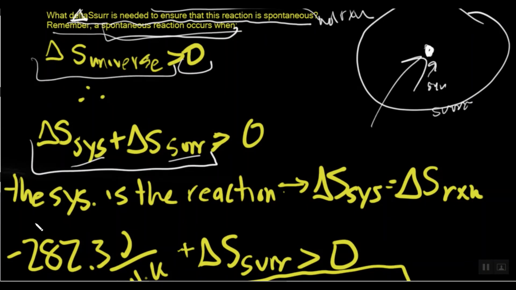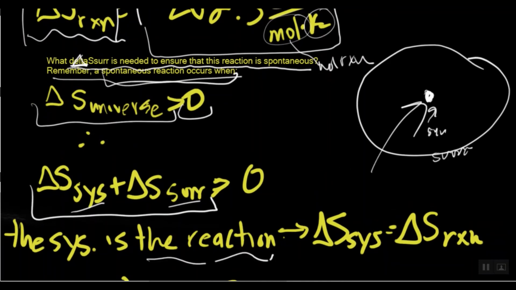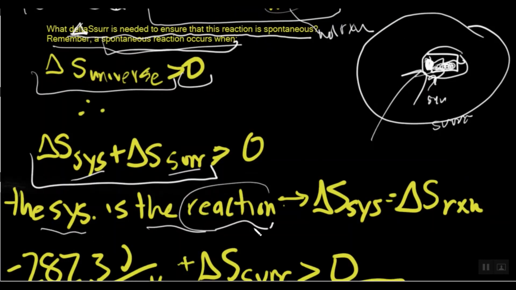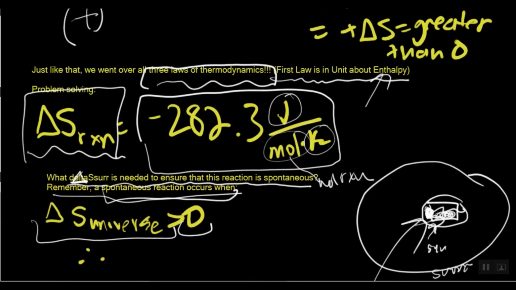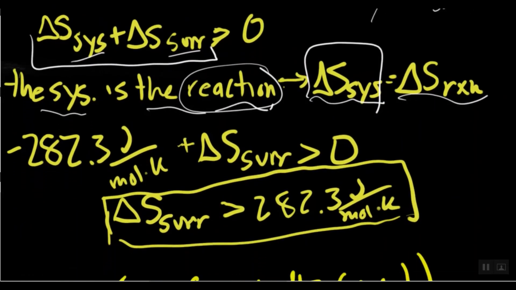So we know that the system, in this case, that we're focusing on is actually the reaction. So in this case, we pretend that this is, I don't know, a cup, and a reaction is going on in there. This reaction that's going on is actually the system. So the system is the reaction. Therefore, the delta S of the reaction, as I gave you at the beginning, is actually equal to the delta S of system. And from this point, it should just be all algebra.